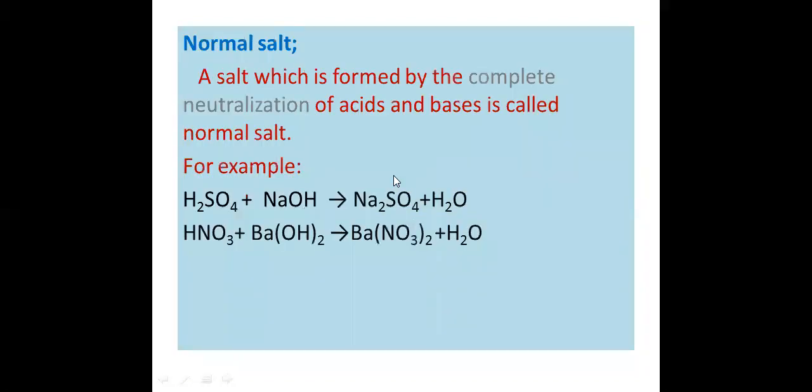Normal salt: a salt which is formed by the complete neutralization of acid and base is called normal salt. You can see all the hydrogens are replaced by the metal. So there is no replaceable hydrogen: sodium sulfate, normal salt. Nitric acid when it reacts with barium hydroxide, again in this case you can see that the hydroxyl groups are replaced by the nitrate group. So it is called complete neutralization of acid-base reaction to form normal salt.